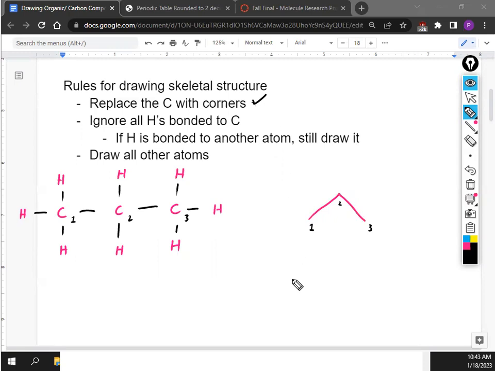Okay, hopefully not too bad. And then we're gonna ignore all the hydrogens that are bonded to carbon. So if you look at all the hydrogens, they're all connected to carbon, right? So we don't need to draw them. Okay, what that means is we drew our structure. So this big complicated thing right here, we can draw it like this, and that's our answer. This is the skeletal structure. So a lot easier to work with, right?